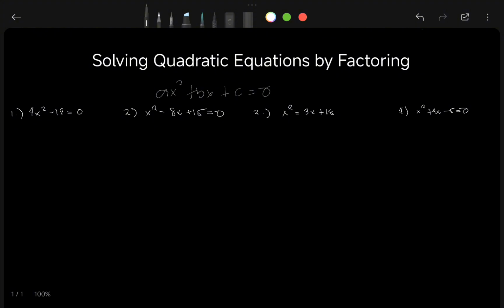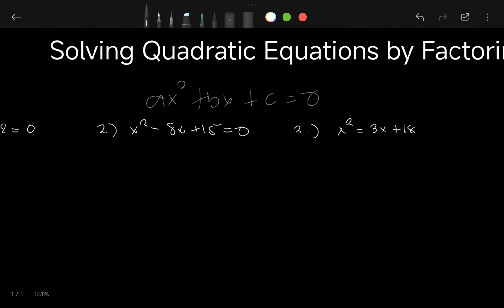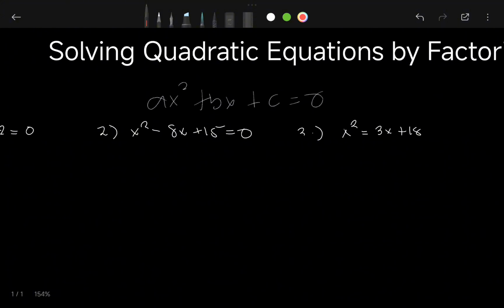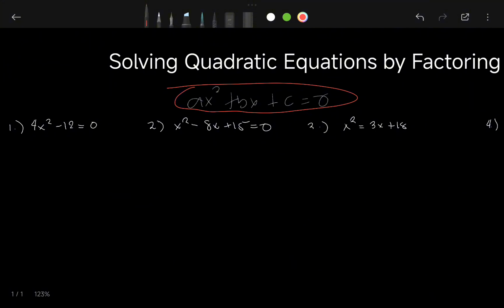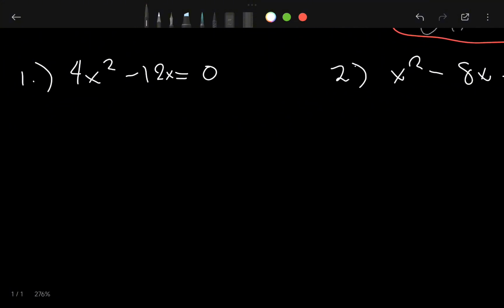Now, the moment you know that your quadratic equation is factorable, the first thing that you need to do is to write your quadratic equation in standard form. Definitely, the standard form of a quadratic equation is ax² + bx + c = 0, where the left side has all of the terms and the right side will be 0. Now let's go ahead and try example number 1.